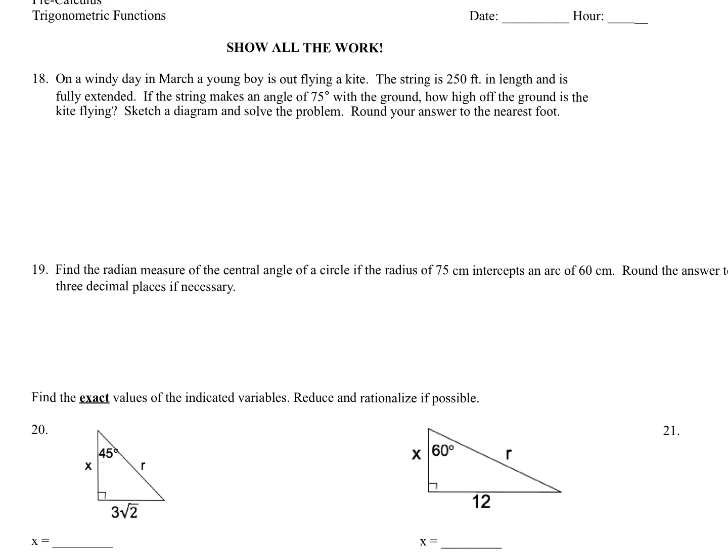Going on to number 18, on a windy day in March, a young boy is flying a kite. The string is 250 feet in length and is fully extended. So if I drew a picture of that, here's the boy, here's the string, fully extended, assume straight. So let me try to draw that straight. This is 250 feet. And the string makes an angle of 75 degrees to the ground. Imagine this is the kite here.